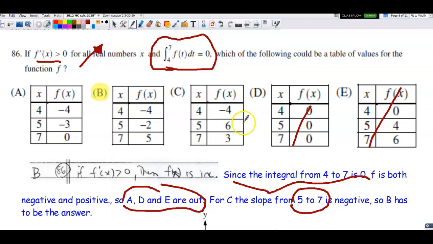So if you do the change in y, 3 minus 6 is -3. 7 minus 5 is 2. -3 over 2 would mean that the first derivative is negative, but we said that the first derivative is positive all the time. So it has to be B.